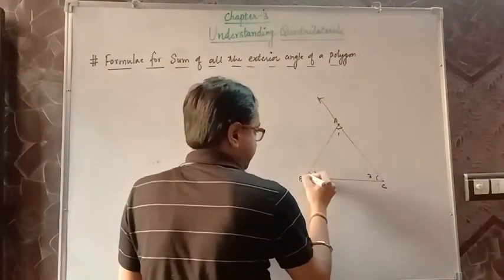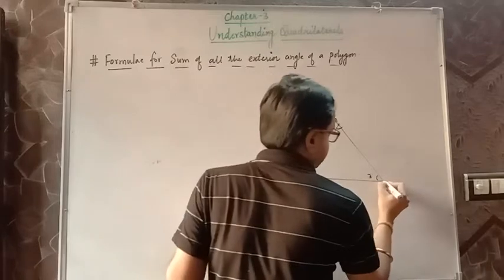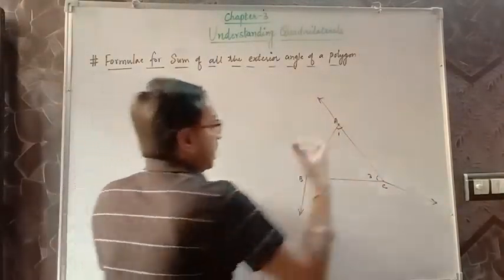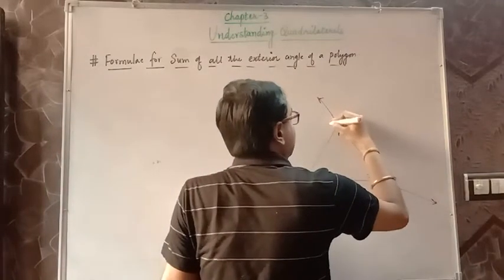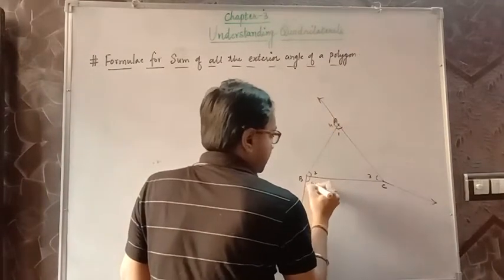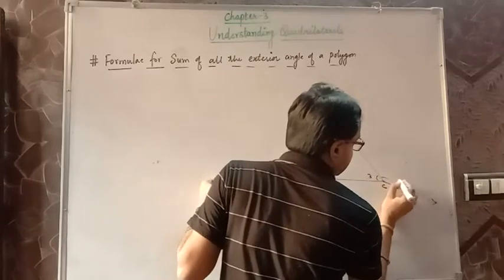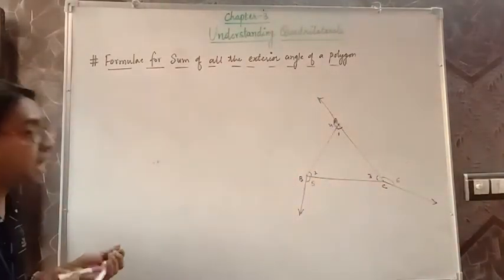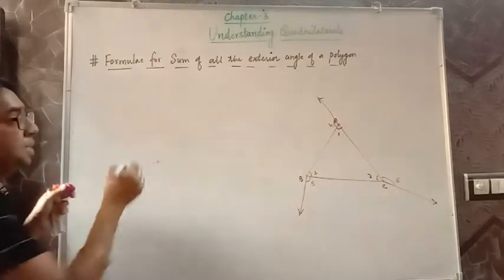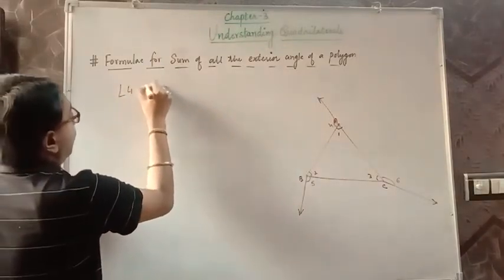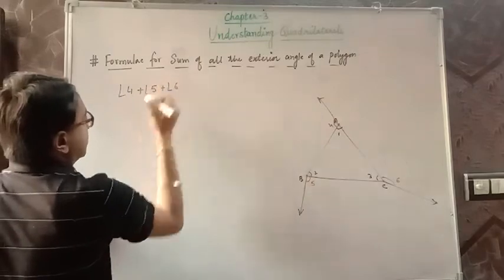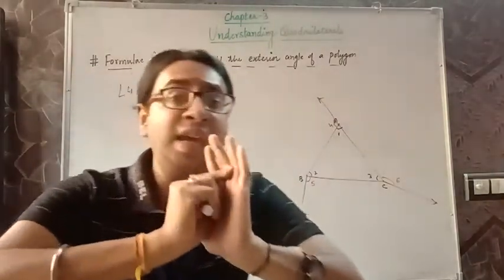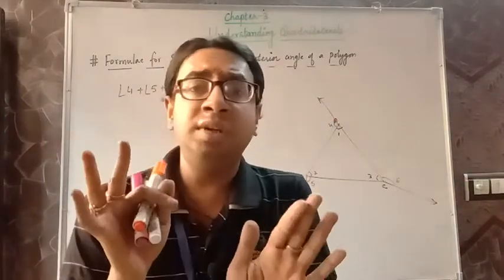Exterior angle. Exterior angle. Exterior angle. Clear? Let me say this is angle 4, exterior angle. This is angle 5, exterior angle. This is angle 6, exterior angle. If we have to find the sum of exterior angles, it means we have to find angle 4 plus angle 5 plus angle 6 in this. Do remember, it's a shortcut.